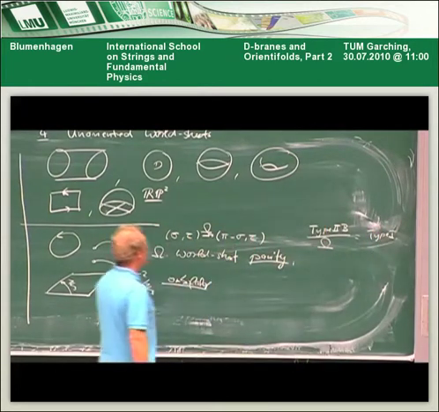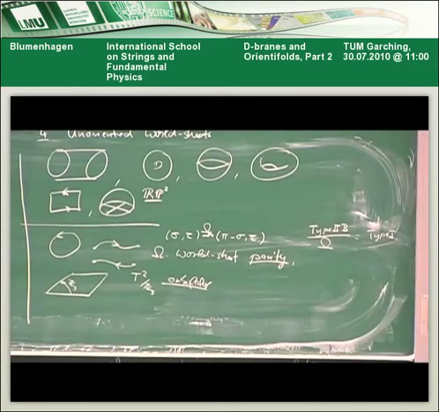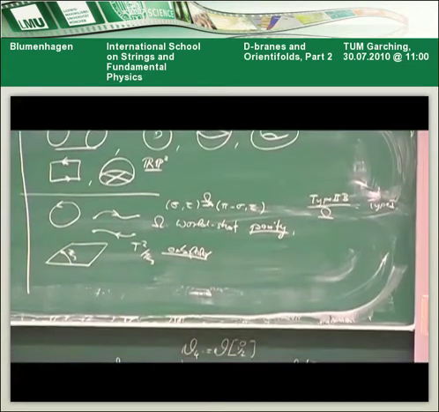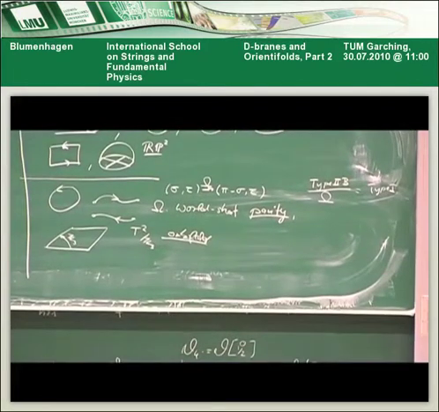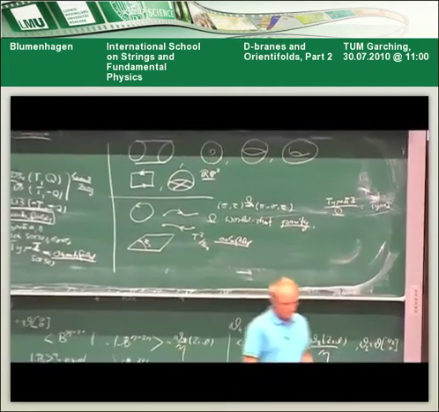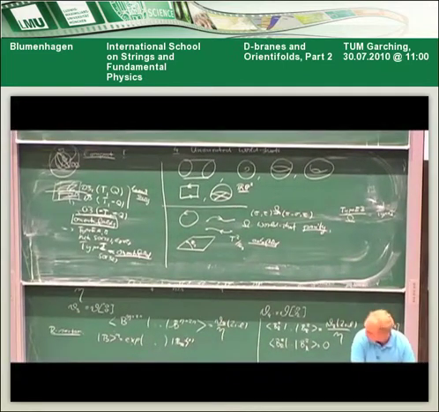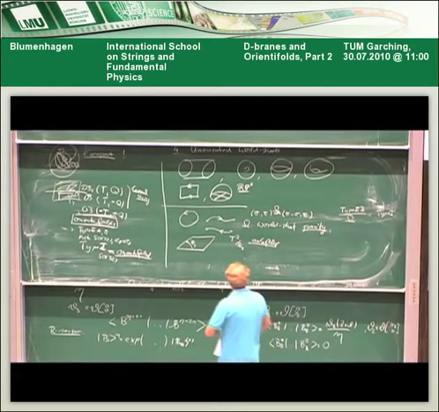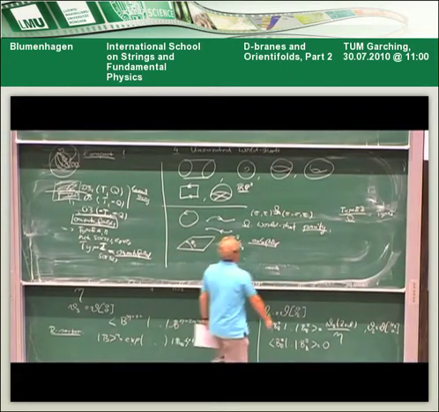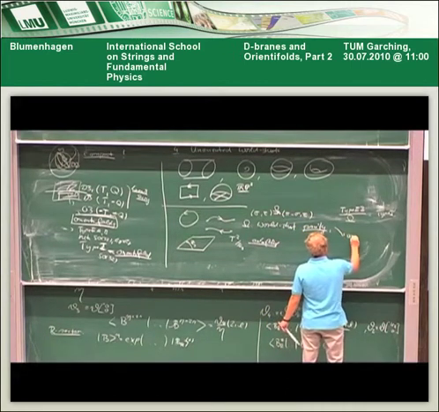So what we will do now is consider such quotients by omega. And this is called an orientifold. So these are orbifolds, and if it involves omega, it's called an orientifold.